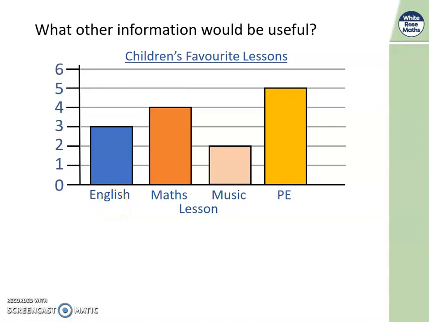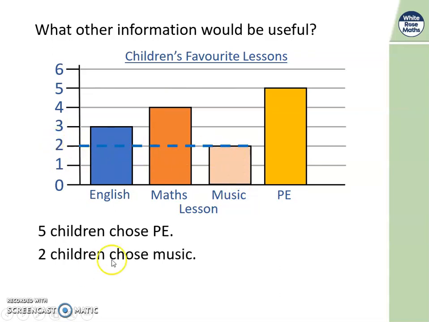We can use these numbers to help show how many children like each lesson. So how many children liked PE? Let's follow it across. Go to PE, go across the x-axis, up the y, and we can see that 5 children voted for PE. How many children voted for music? Go across to music, go up and across. 2 children voted for music. What is the difference between the children that voted for music and the children that voted for PE?